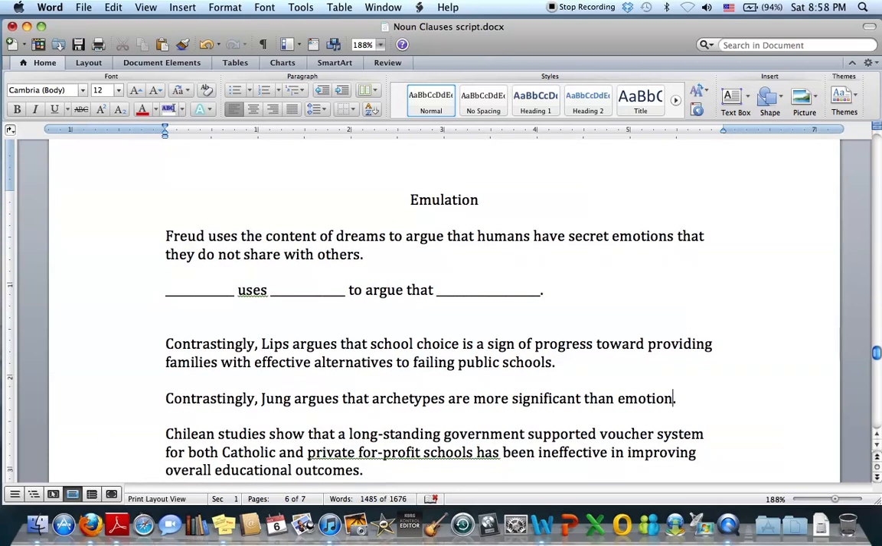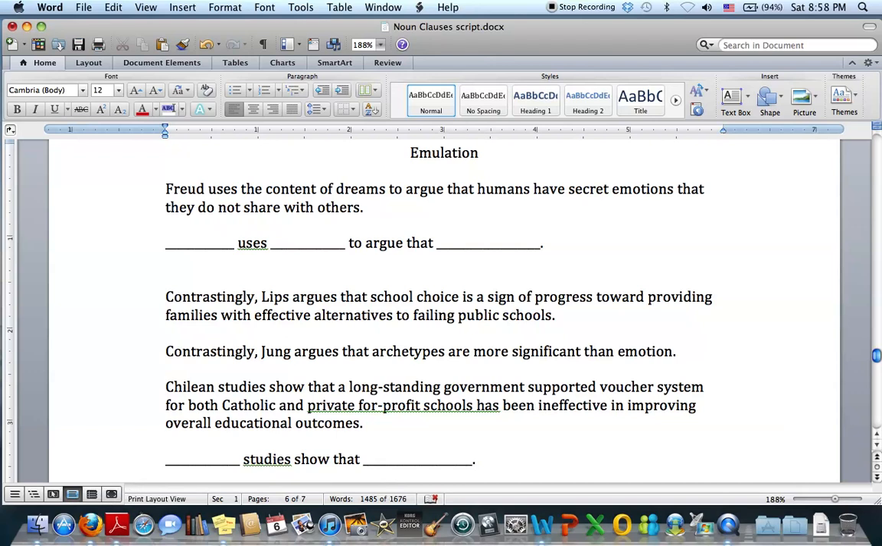Same deal. Chilean studies show that blah, blah, blah. Again, I'm going to ask you to pause the video and on your own decide what parts you can remove and replace with your own thoughts. So please, press pause right now. All right, hopefully you pressed pause and you came up with your own ideas of what you wanted to do here. Here's what I came up with.